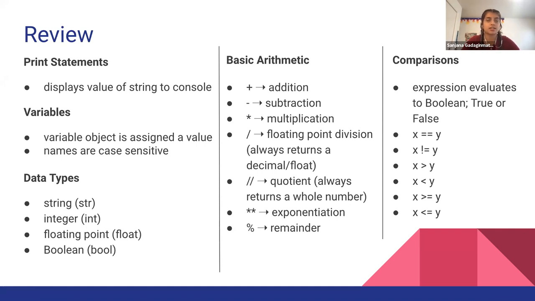Variables are objects that are assigned a value and the names are case sensitive. Data types is the next thing. We had strings, integers, floating points, which are decimals, floats, and Boolean values, which are true and false. And then we also did basic arithmetic, and that's addition, subtraction, multiplication. And we had floating point division, which always returns a decimal. And we had quotient, which is always a whole number or integer division, and exponents and remainders or modulus. And lastly, we did comparisons where the expression would evaluate to a Boolean value, true or false. And here are just some examples of comparisons.